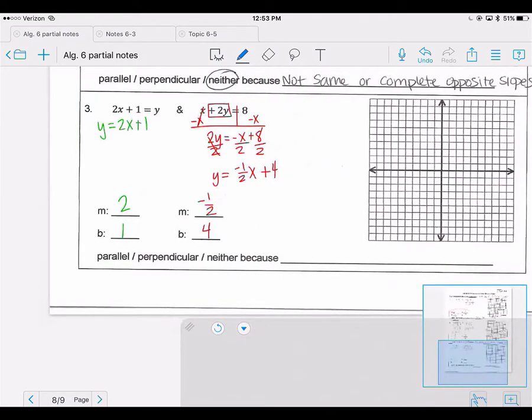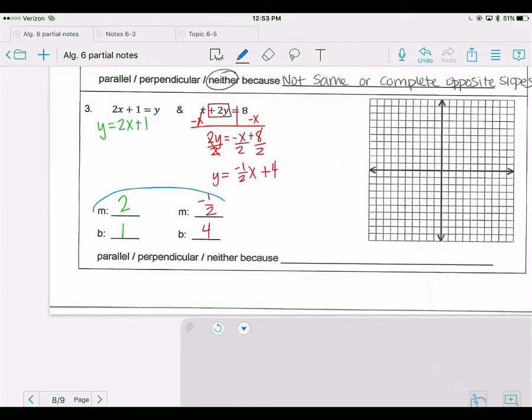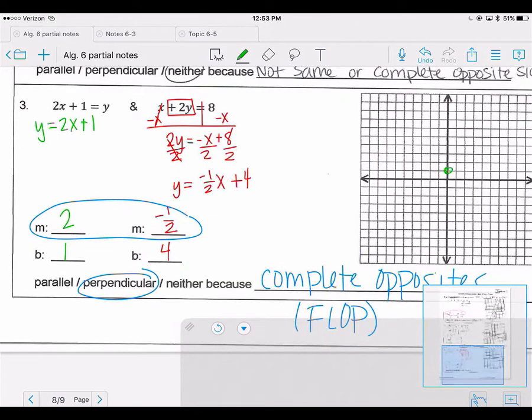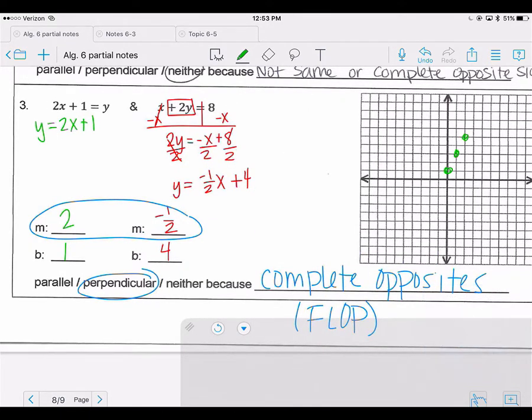Now before I put them on a graph, looking only at my slopes, I can see that these are going to be perpendicular because they are complete opposites. Or opposite reciprocals, you could also say, because they are flipped and opposite. So my green line starts up at 1 and goes up 2, right 1, up 2, right 1, up 2, right 1. Also down 2, left 1.